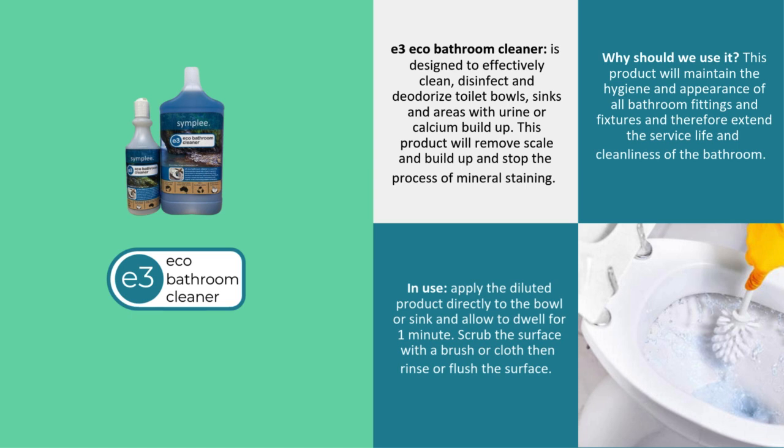To use, apply the diluted product directly to the bowl or sink and allow it to dwell for 1 minute. Then proceed to scrub the surface with a brush or cloth, then rinse or flush the surface. This product will maintain the hygiene as well as the appearance of all bathroom fittings and fixtures, and therefore will extend the life, service and cleanliness of the bathroom. Once again, all dilution ratios and how to use are located on the label of your bottle.